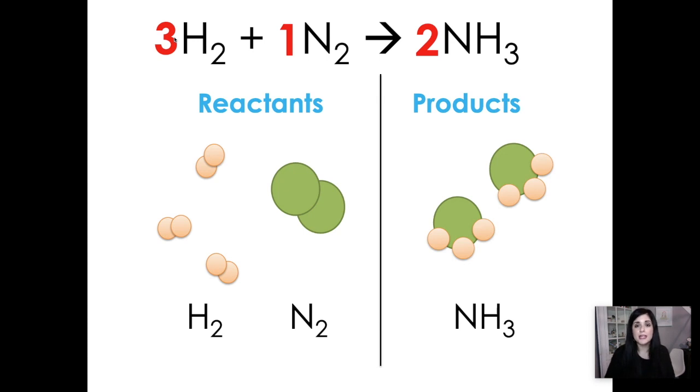So 3 hydrogen molecules react with one nitrogen molecule to produce two molecules of NH3. This is also true with the number of moles. So 3 moles of hydrogen react with 1 mole of nitrogen to produce 2 moles of ammonia. And that's actually the concept that we're going to use when we start our first new unit all about stoichiometry.